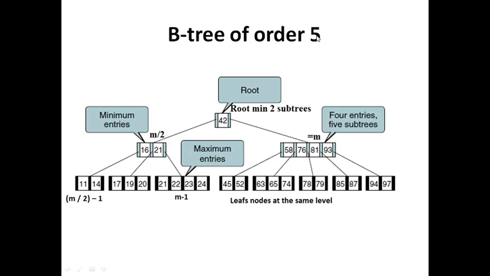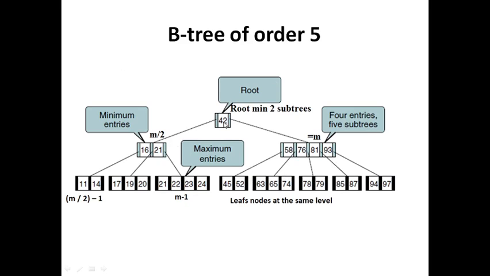Number 2, each node can have at most m children. M is 5 for the given example. So the maximum children permitted is 5. Minimum is m by 2. So that has been maintained. You can see here that this particular node contains 5 children, which is the maximum allowed for this level of the tree. So that rule is also valid.